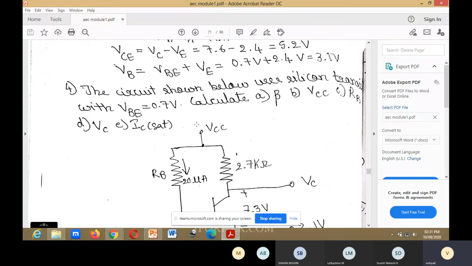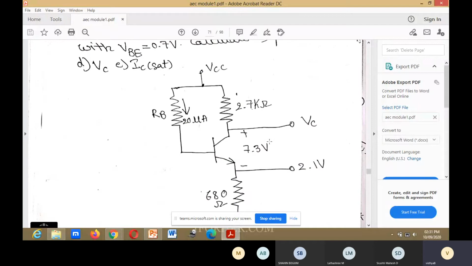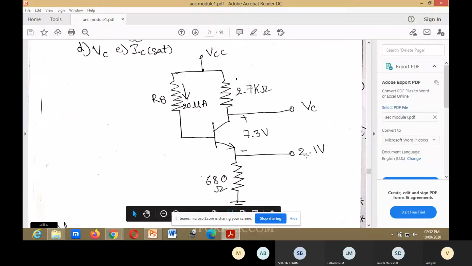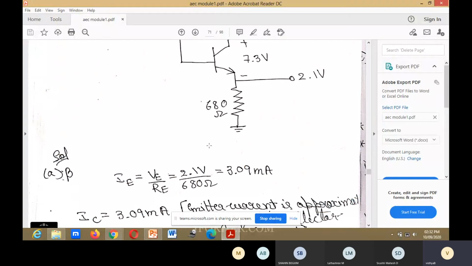Okay. Next problem: the circuit shown below uses a silicon transistor with VBE equal to 0.7 volt. Calculate beta, VCC, RB, VC, IC saturation. They have given the IB value, IB 20 microamps, RC value 2.7 kilo ohm. Next, they have given VC value 7.3 volts, VE value is 2.1 volt and RE is 680 ohm.